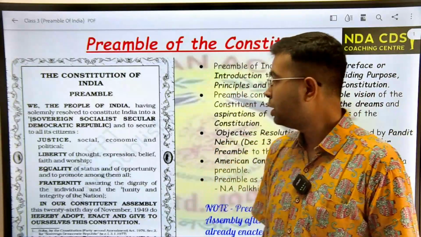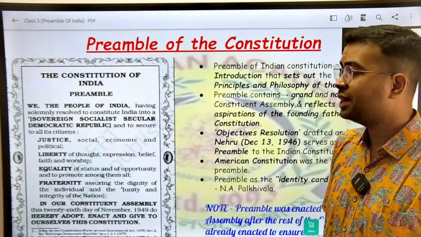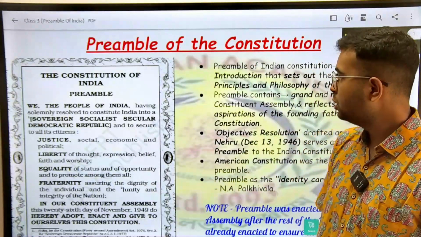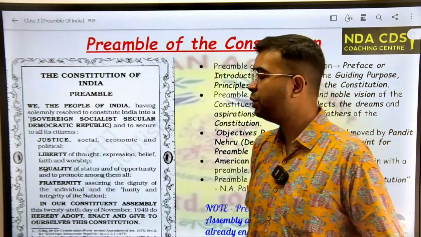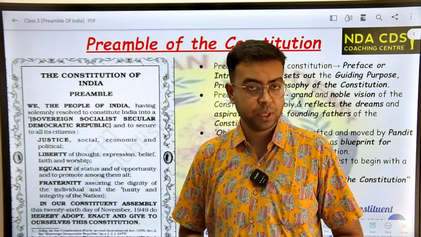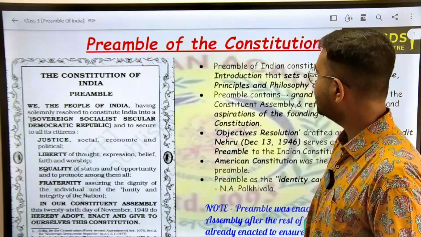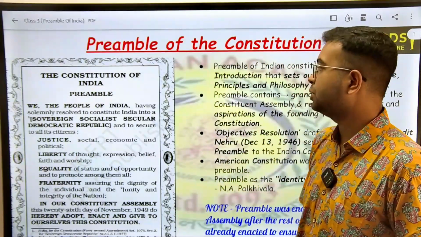Hello, students. So let's start with our next chapter, which is the preamble of the Indian Constitution. By now we know what the Constitution of India is. We have done a basic introduction on the same. So what is the preamble of the Indian Constitution?